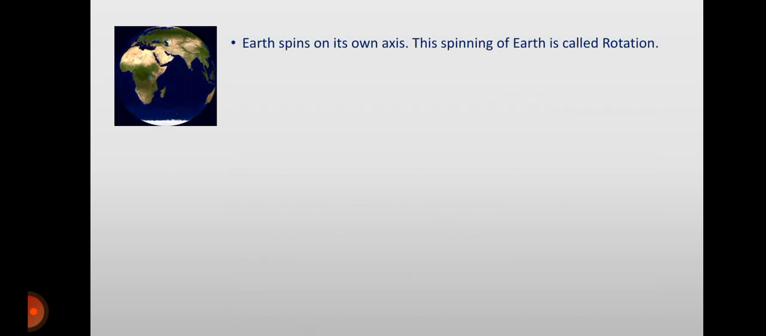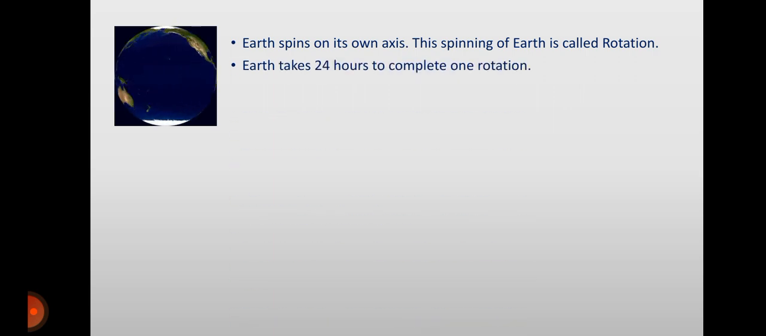Earth, along with revolving around the Sun, also spins on its own axis. This spinning of Earth is called rotation. Earth takes 24 hours to complete one rotation on its own axis.